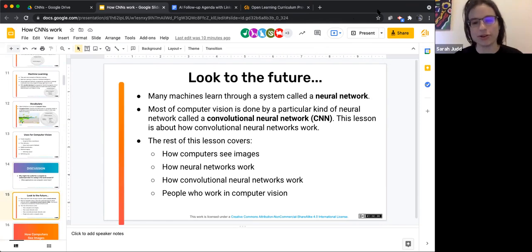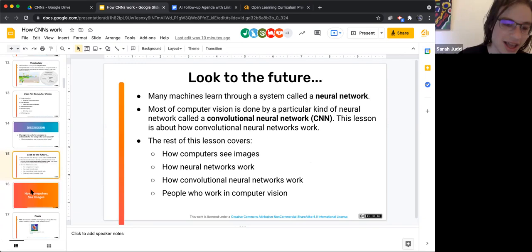So most machines learn through a system called a neural network. Most computer vision is done through convolutional neural networks. And through the rest of this lesson, we're going to talk about first how computers see images, then how neural networks work, and then how convolutional neural networks work in particular. And as always, we'll end with people who work in computer vision.